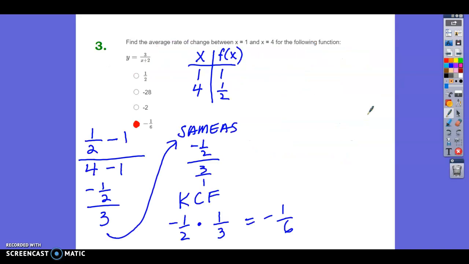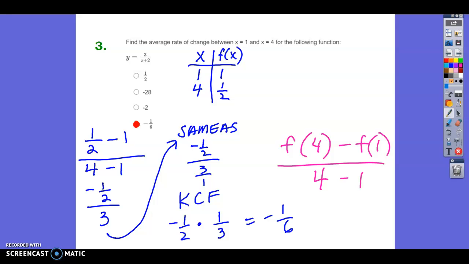And lastly, number 3, find the average rate of change between 1 and 4. So when I plug in 1 for x, what do I get for f of x, which is y? When I plug in 1, I get 1. When I plug in 4, I get 1/2. So y2 minus y1 over x2 minus x1, or that's f of 4 minus f of 1 over 4 minus 1, right? x2 minus x1. When you do that, this is where people get a little tripped up.